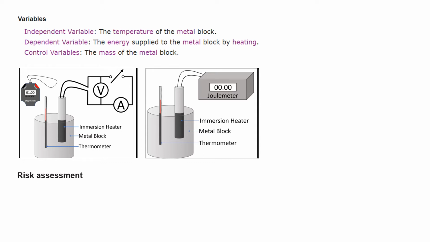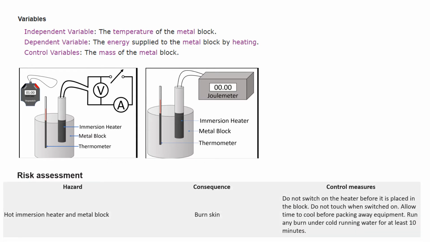Now there needs to be a risk assessment here because you are using a number of things that could be risky. So the hot immersion heater and metal block could potentially burn you. So you do not switch the heater on until it's placed on the block. You do not touch it when switched on, and you allow it time to cool down before putting away. There are other things that you may want to consider here. The block should be sat on a heat resistant material. There is also electricity involved, so you need to consider the risk of electric shock.